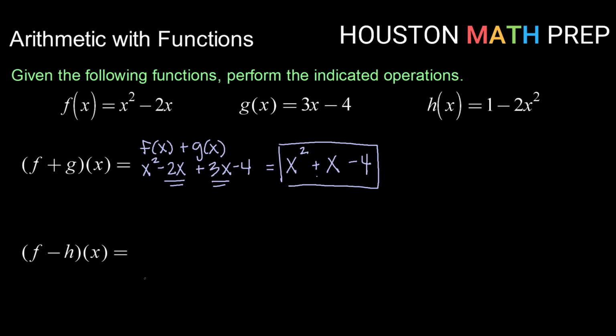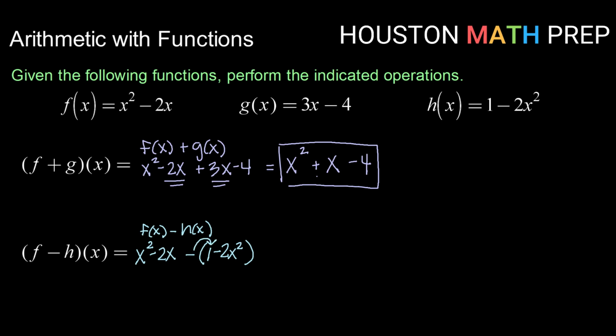Trying that again, this time with subtraction, if I want to do f minus h of x, I know from my formula that that will be f of x minus h of x. So I'm going to take all the terms in f of x, that is x squared minus 2x, and subtract, in parentheses, all the terms in h of x. So 1 minus 2x squared. Here, it's important that we put h of x in parentheses so that we can see that this minus is applying to all the terms in h of x.